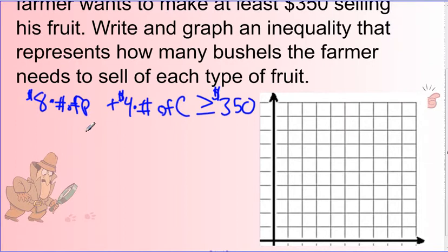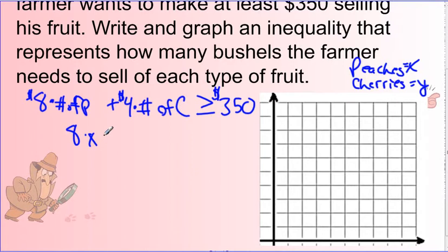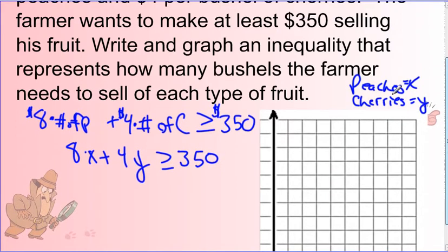So let's just, for the sake of this problem, call peaches x, and what was the other one? Cherries, y. So it's going to be 8x, 8 times the number of peaches, plus 4y, that's the number of cherries, and we want that to be bigger than or equal to 350. That is a bona fide inequality. So write the inequality, boom, we're done.